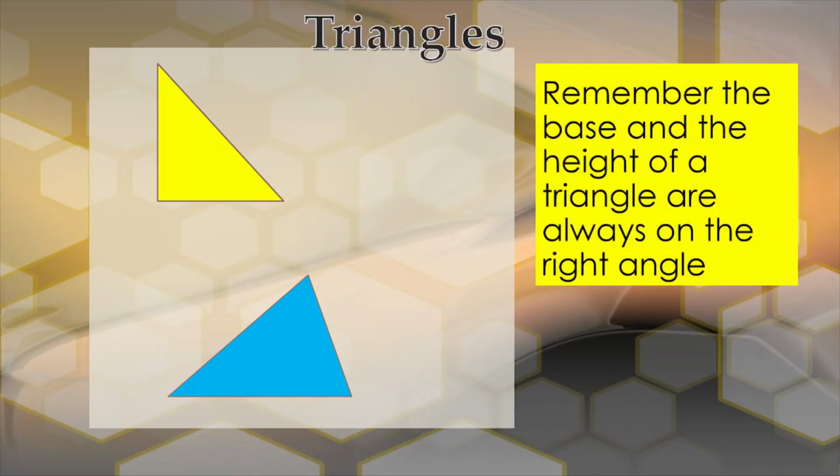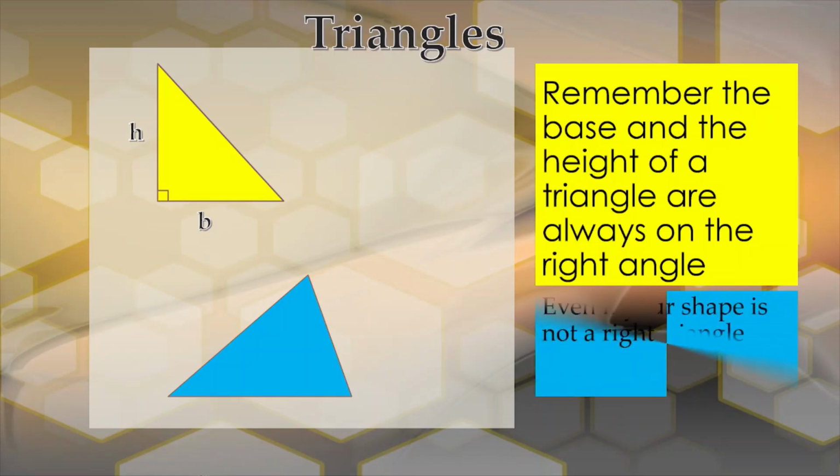The base and the height of the triangle, guys, are always found on the right angle. So try to find where the right angle is. In our yellow triangle, it's a right triangle automatically. They're probably going to show you that right angle, which means the bottom side will be your base and the side here is going to be your height. Notice they're both on the right angle.